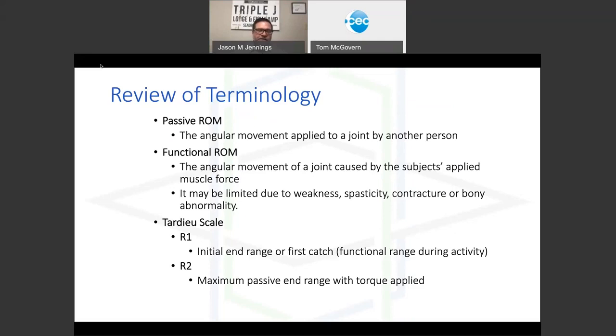Another thing we need to consider is the Tardieu scale, the R1 and R2 values, when we measure range of motion. R1 is the initial end range or first catch, the functional range during physical activity, and R2 is the maximum passive end range with torque applied, typically not by the patient, but by their caretaker.